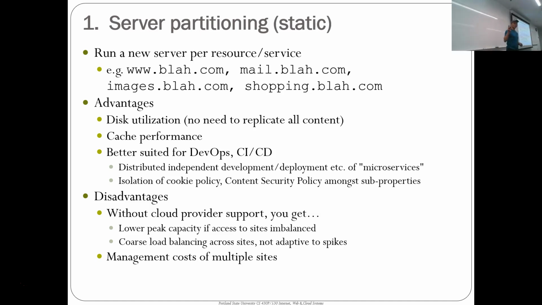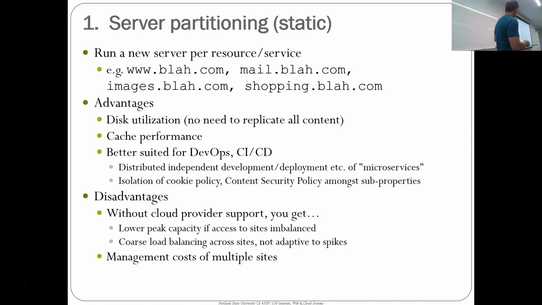So the first thing is server partitioning. And there are two kinds of ways to partition servers. One is statically. And so in the old days, you would have www, you would have mail, you would have images, you would have shopping.blah.com. And the advantage of splitting your site across multiple named properties is that you get better disk utilization. Rather than having a single machine that holds all of this content and then replicating that thing, all of the mail content goes on the one server, all of the www content on another, so you increase disk utilization. You save on disk space.